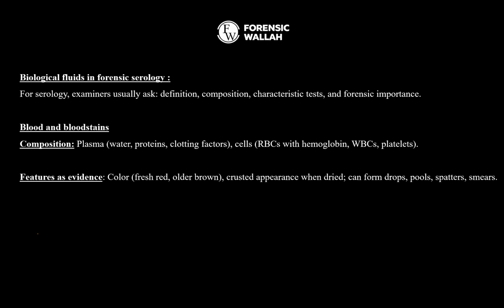RBC. We know RBC has something called hemoglobin. Hemoglobin has an affinity towards oxygen, and hemoglobin and oxygen combine together, which is how RBCs act as oxygen carriers, transporting oxygen to your entire body. Then we have WBCs, the warriors or soldiers of your body, which fight against infections and diseases. And platelets help in clotting of the blood. Now, the color of the blood determines how old a particular bloodstain is. For example, if the blood is very fresh, it is fresh red in color.